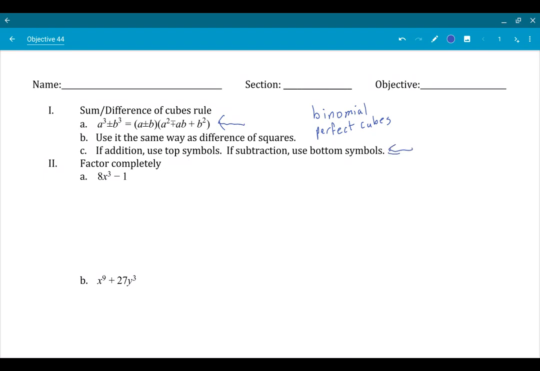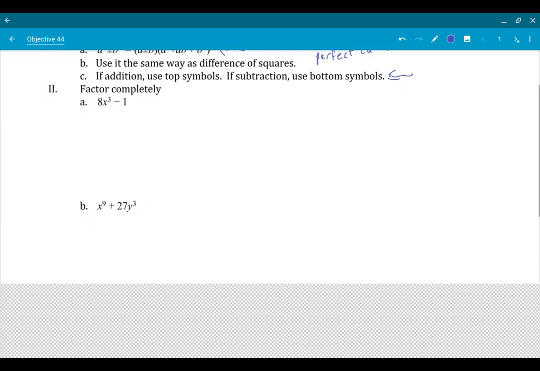There is not the subtraction requirement here, as you can see next. If it's addition, you can use it, and if it's subtraction, you can use it. If it's addition, you're going to use the top symbols because we have the rule listed with the addition on top over on the left. And if it's subtraction, you're going to use the bottom symbols. Let me give you an example of exactly how we use this one.